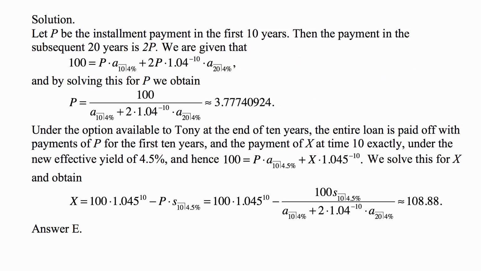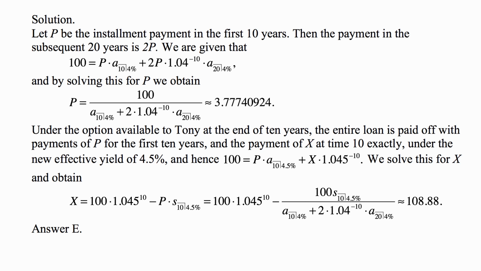And here's the solution. So let us write P for the installment payment in the first 10 years, for each of those 10 years. Then the payment in the subsequent 20 years is 2P, and the loan, 100, is equal to the present value of these payments, which is P times a angle 10 at 4%, plus 2P times a angle 20 at 4%, and then discounted back at 4% by multiplying it by 1.04 to the negative 10.